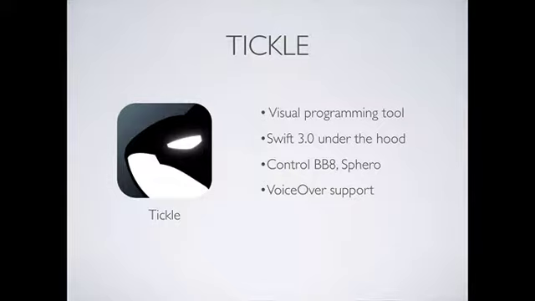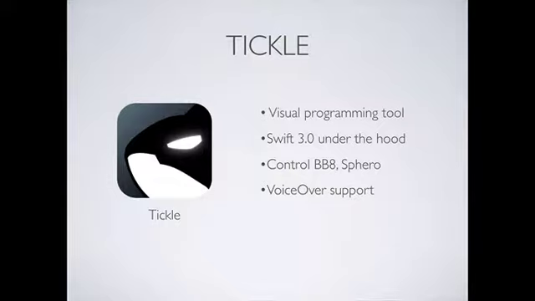Tickle is a visual programming tool. It uses block programming, so you can visually see the different components of a program as you put it together. Even though you're using visual programming, you can also look at the Swift code under the hood, specifically Swift 3.0. And Swift is the programming language that's used to create iOS apps and more. With Tickle, you can also control robots like the Sphero.